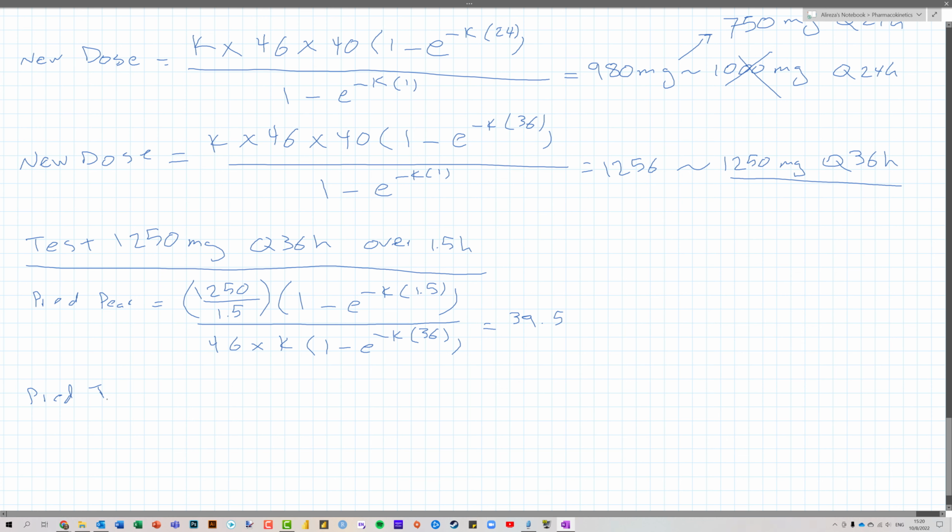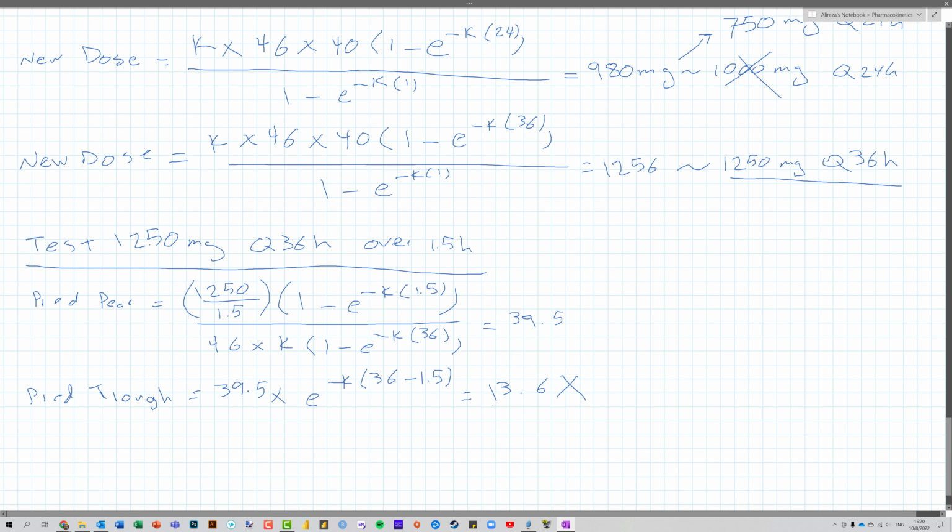The predicted trough is the predicted peak, 39.5, times e to the negative K times your tau, which is 36, minus time of infusion, which is 1.5, and that will give us 13.6. So this did not work because we wanted it to be 15 to 20. So we cannot recommend 1250 every 36 hours.